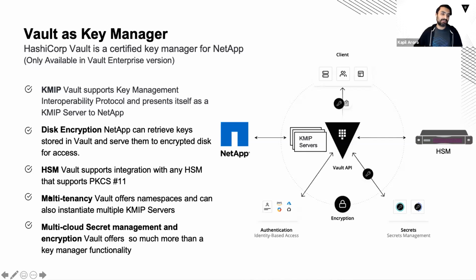Then the HSM support. The great thing about Vault is that all HSMs which support PKCS 11 and have the certain functions required, which we have implemented, will work with Vault. So it's a long list of HSMs that will work together with Vault. So we don't have to really worry about securing a different PKCS or different HSM for different KMIP servers.